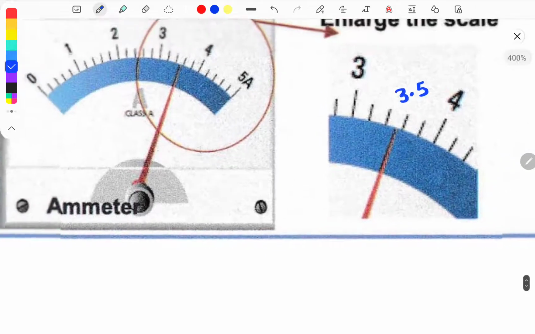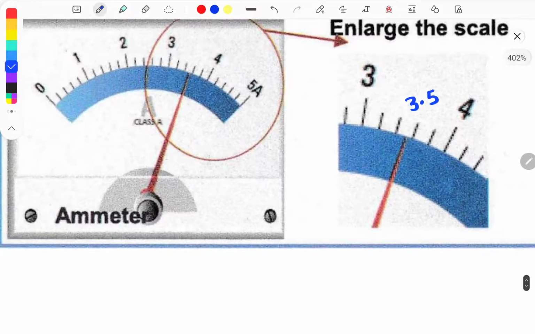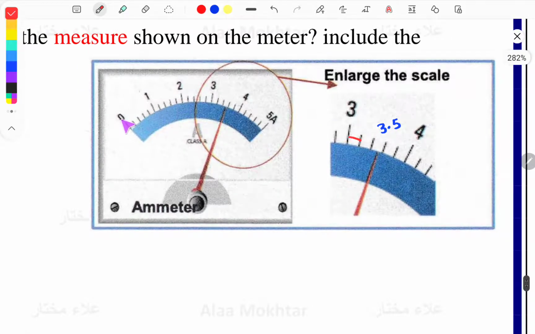What about the uncertainty number? Okay, it's easy. For the uncertainty number, I need to know what this digit equals. How can we calculate it? It's very easy. Look at this. To reach from 0 to 1, how many jumps will I make? 1, 2, 3, 4, 5. I will make 5 jumps. So each digit will equal 1 over 5, 0.2. It means the smallest digit is 0.2.